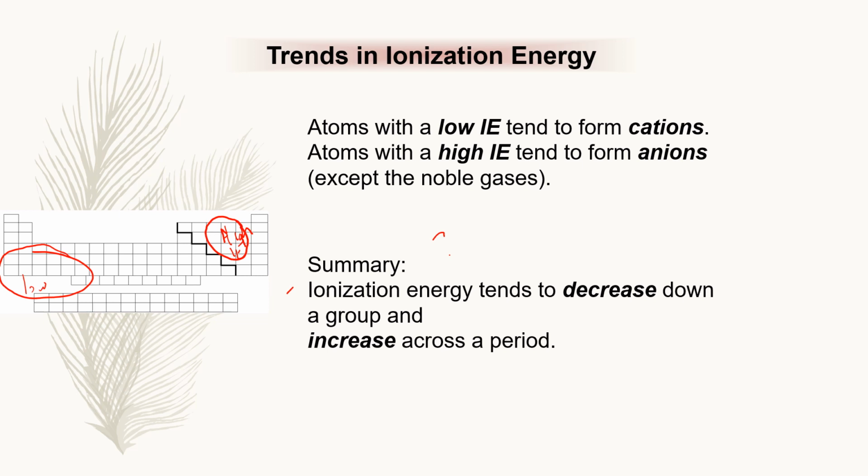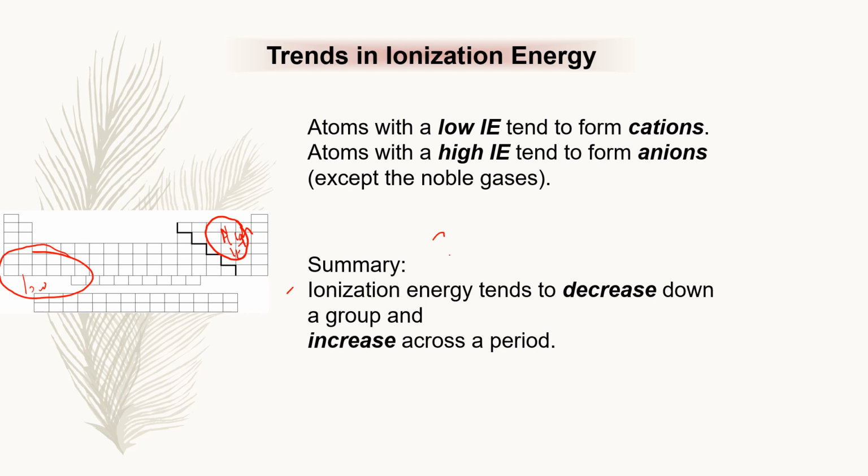Now, the noble gases are an exception to that because, again, they already have that completed outer shell, so they have their S and P sublevels completely filled up, so therefore they do not want to lose or gain electrons. They want to stay where they are. So they will not form anions, but all the other high ionization energy elements will.